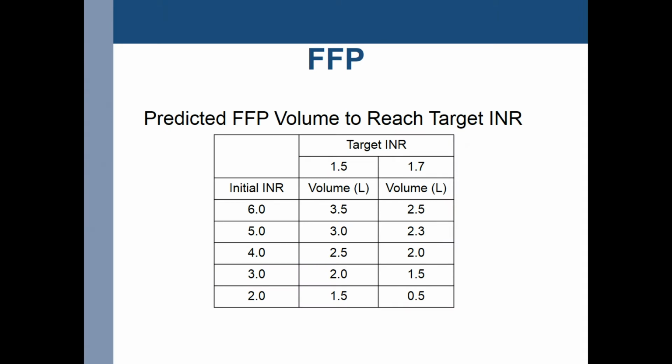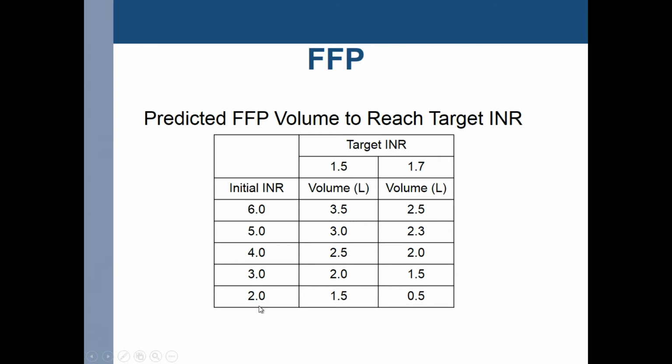Things to remember, though, are that, as I already mentioned, the effects of FFP are short-lived, but also the volume of FFP needed to reach a target INR is rather high. So for example, when you look at this table, if the patient's initial INR is 6 and your goal is to get them to 1.5, you need to transfuse them 3.5 liters of FFP to get there.